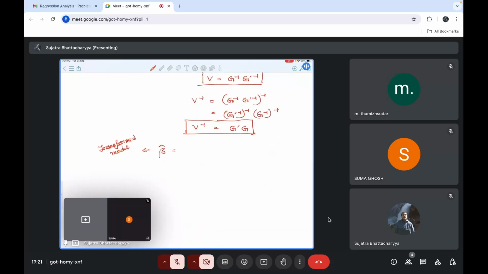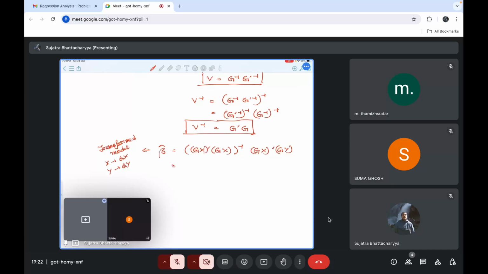Okay, so it will be now (GX) prime (GX) whole inverse (GX) prime GY. Can we write like this? This is for the transform model, because X has now been transformed to GX, Y is now transformed to GY. So let me write X to GX, Y to GY. For that, if you have to calculate beta hat, then you can write like this.